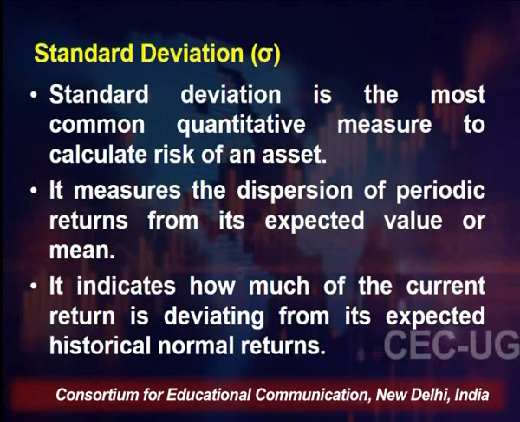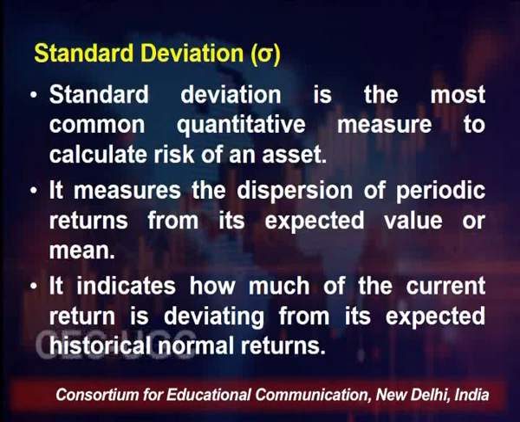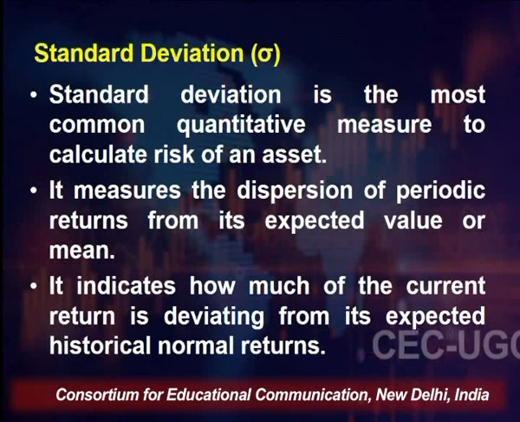The other very popular method, considered the scientific method of calculating risk, is called standard deviation. The most popular and most used method of calculating risk is called standard deviation. It measures the quantitative risk, the total risk involved in an asset, in an investment. So standard deviation is the most common quantitative measure to calculate the risk of an asset. It measures the dispersion of periodic return from its expected value or mean.